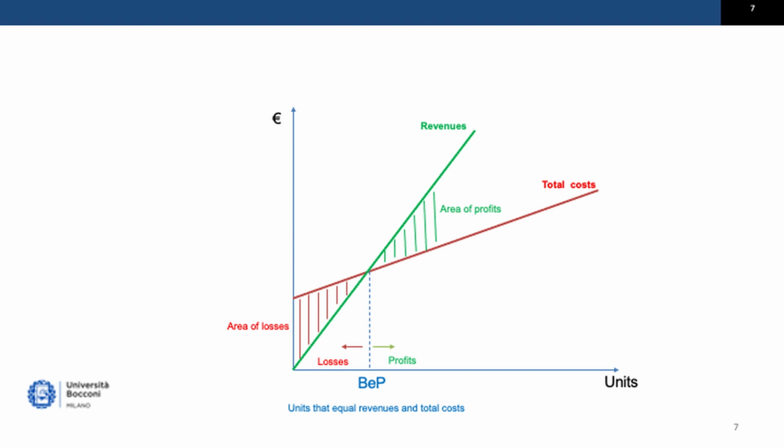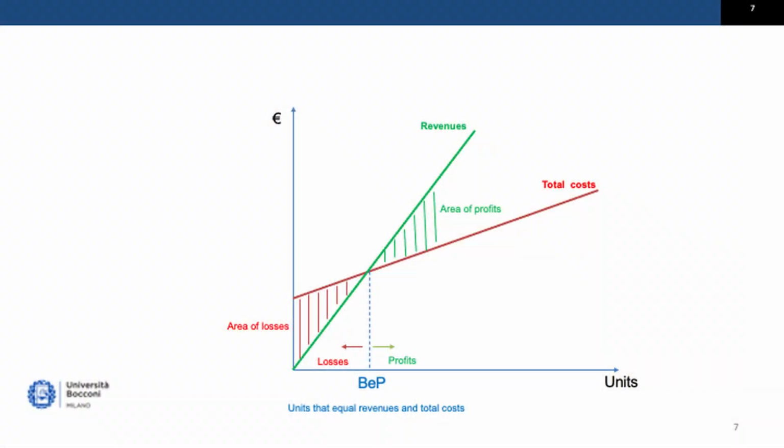What is represented here is exactly the break-even point. Where there is the crossing between the two lines, we have the total units that must be produced and sold for covering the total costs. The crossing of the two lines is when the profit is zero, when total revenues are equal to total costs. What happens for units that are below the break-even point? Well, this is the area of losses, so we lose money because the total revenues are not able to cover the overall costs.